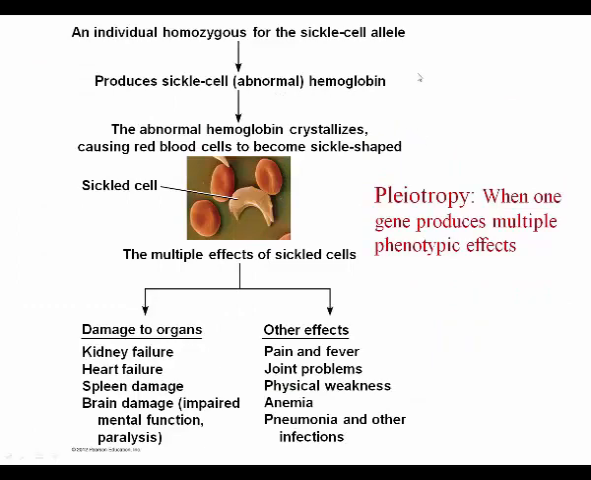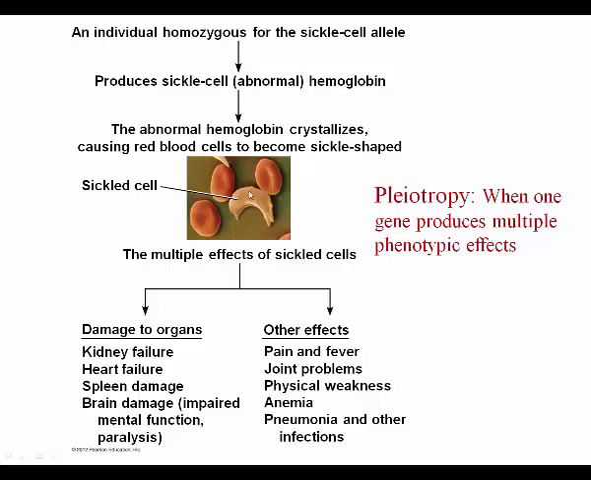Now, sickle cell anemia is also an example of something called pleiotropy. Pleiotropy occurs when one gene produces multiple phenotypic effects, and this is the case for a lot of genes. For example, if you look back at the slides for PKU, having PKU, which is a recessive disorder, produces multiple problems. Primarily mental retardation early in development, but it also produces low levels of melanin. Turns out that it also affects levels of adrenaline. So this is the case where one gene is producing multiple phenotypic effects. Well, that's the case here as well.